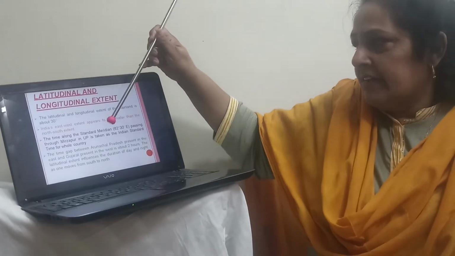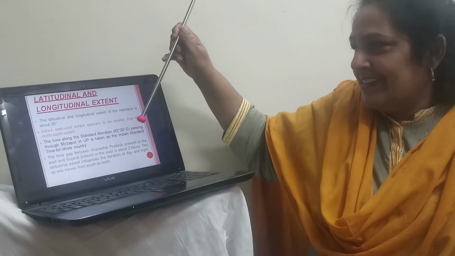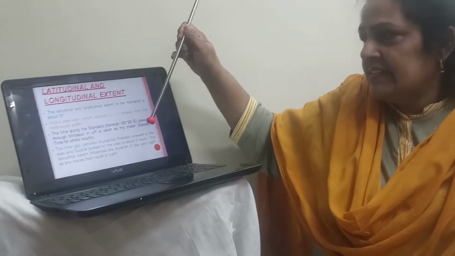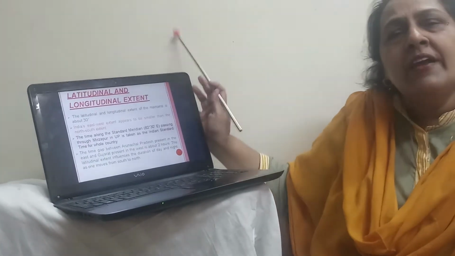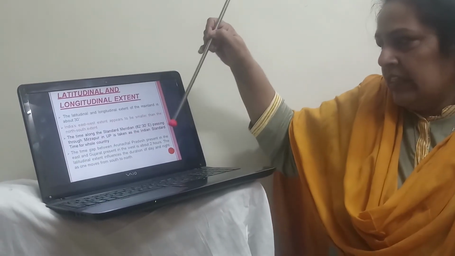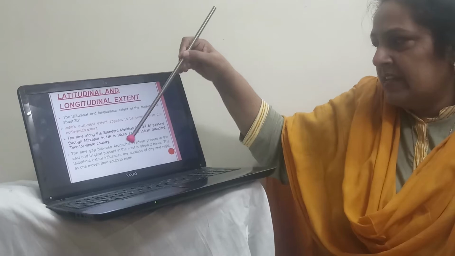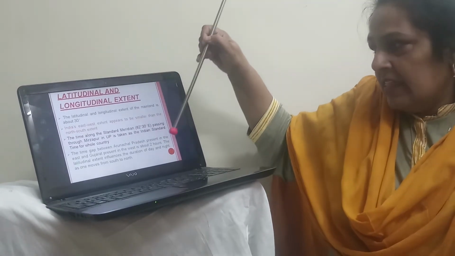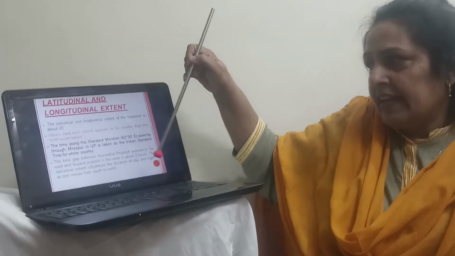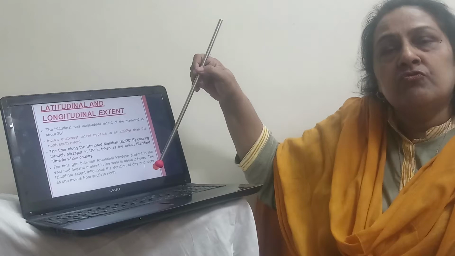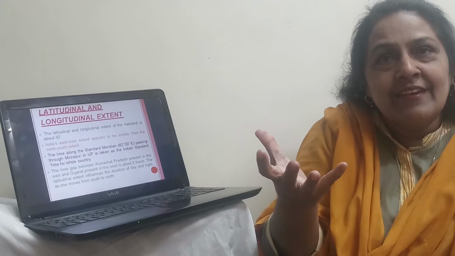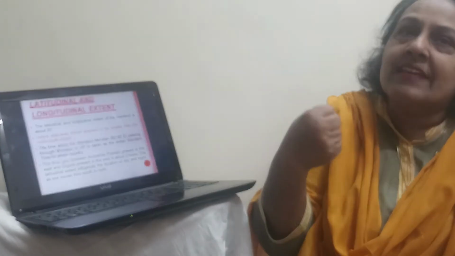The time along the standard meridian, 82.3 degrees east, passing through Mirzapur in UP, is taken as the Indian Standard Time for the whole country. Now, why do you think this would happen? The time gap between Arunachal Pradesh in the east and Gujarat in the west is about 2 hours. The latitudinal extent influences the duration of day and night as one moves from south to north. The earth rotates, it revolves, creating this difference in time.